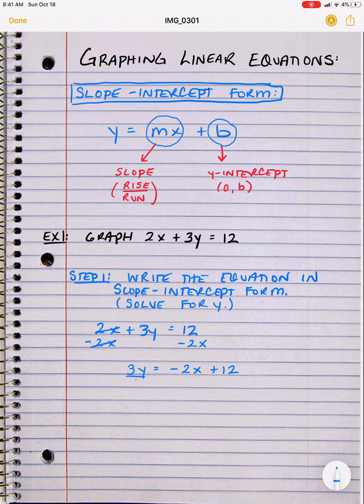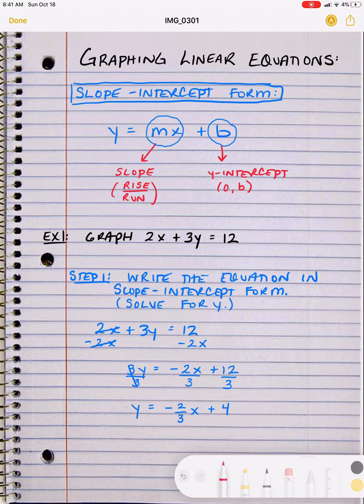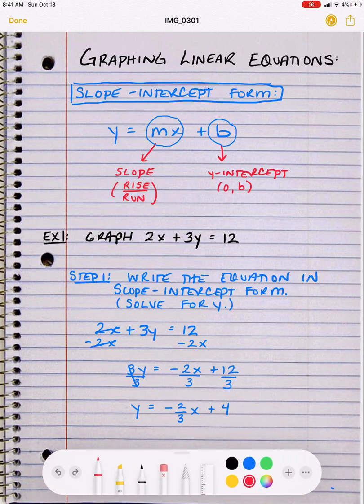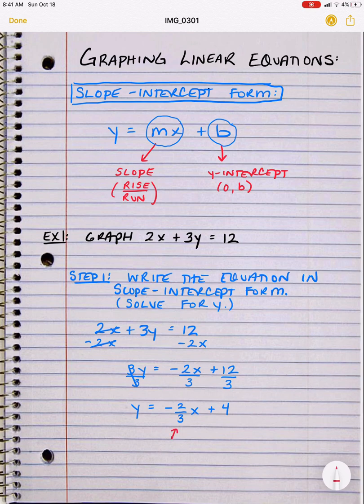We're going to divide by 3. But what I want you to do is divide each part by 3 rather than just putting a big fraction bar, divide by 3. 3 divided by 3 is 1, so y = -2/3 x + 12 divided by 3 is going to be 4. Okay, so by being in this form, what we can see is this negative 2/3 is the slope. We'll talk about how to graph that. And the y-intercept is going to be at 4. So we're going to plot that point (0, 4).